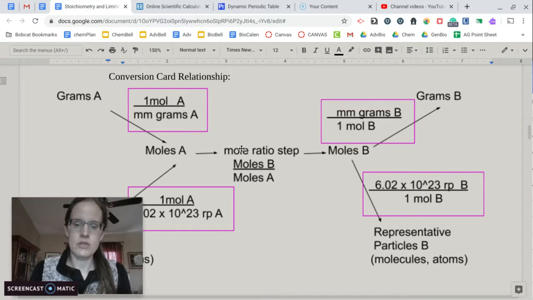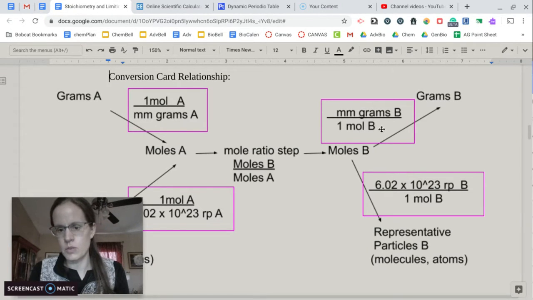Then you can do your mole ratio step, where you put moles of the given on the bottom and moles of what they're asking for on top. The mole ratio step comes from the balanced chemical equation. That's the only time where moles might be a number that's not 1. You can see in all my other little conversion boxes here, the number by the moles is 1.